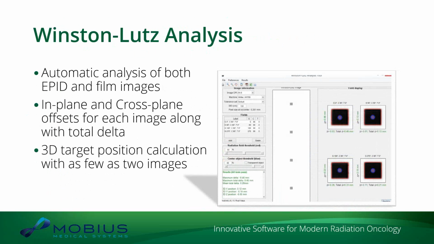Winston Lutz, anybody who is doing Linac-based stereotactic work is probably doing a Winston Lutz test either on a weekly basis or every day that they're doing a patient on an SRS. And the software gives you automatic analysis of both EPID or film-based Winston Lutz images. It'll automatically calculate the in-plane and cross-plane offsets for each image, along with the total delta between the two of those. And then there is a 3D target position calculation that is done, and we can do it with as few as 2 images. I know other software out there does require a certain amount of images. We can do it with as few as 2, and I believe all the way up to 16, if I remember correctly.